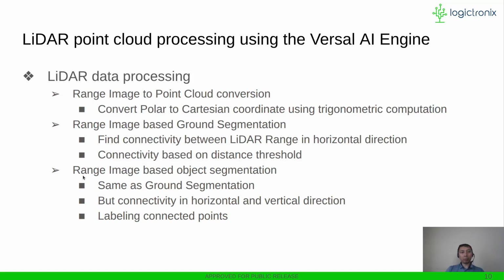And the third type of computation is detecting objects in the LiDAR range image, or object segmentation. Here also we are using connectivity-based computation in the horizontal and vertical directions, and using this connectivity data we are able to label the objects in the LiDAR data.